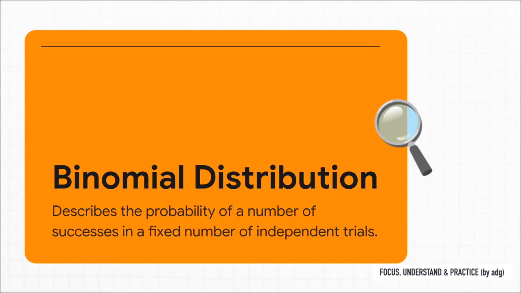Okay, so this tool is called the binomial distribution, and all its power is packed right into that definition. Basically, it lets us figure out the probability of getting a certain number of successes, like our 5 heads, over a fixed number of tries, but only if each try is independent and only has 2 possible outcomes.